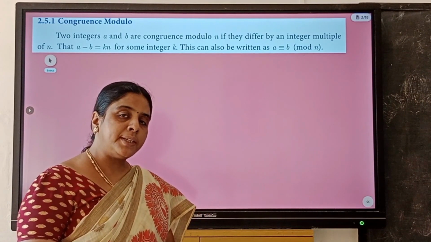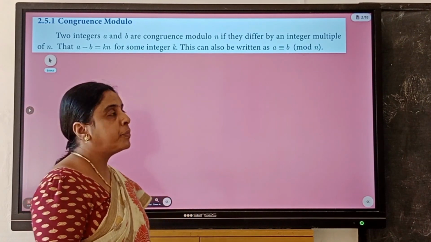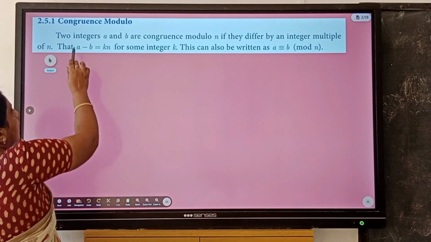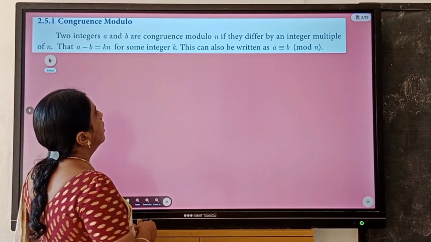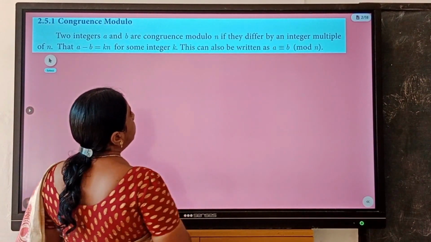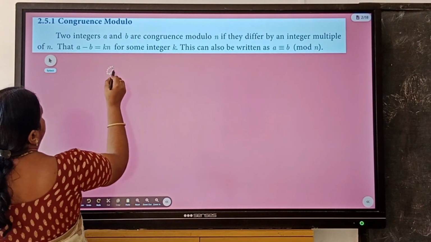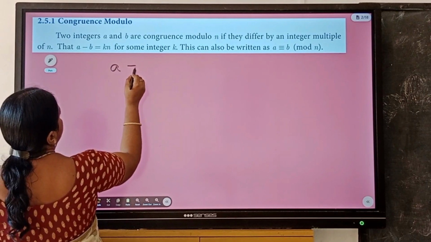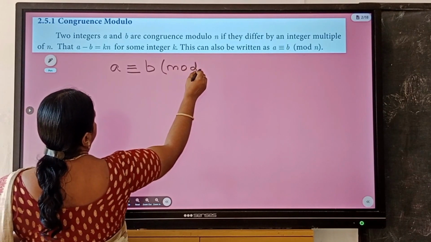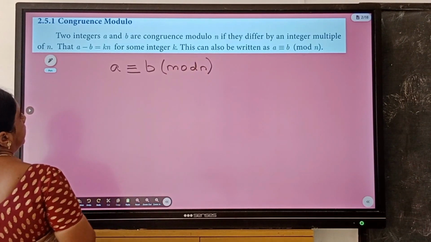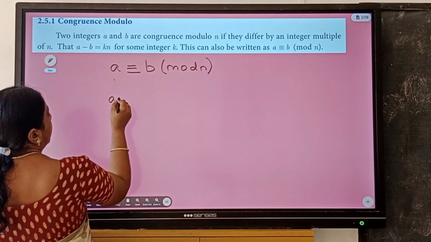See about congruence modulo. That is what we are going to work out in exercise 2.3. So what is congruence modulo? Two integers a and b are said to be congruent by modulo n if they differ by an integer multiple of n. So we write a is congruent to b modulo n, or we can say that a is a multiple of some number n.